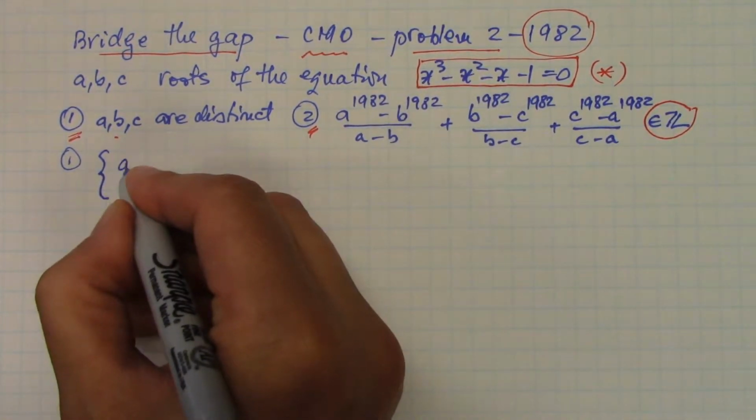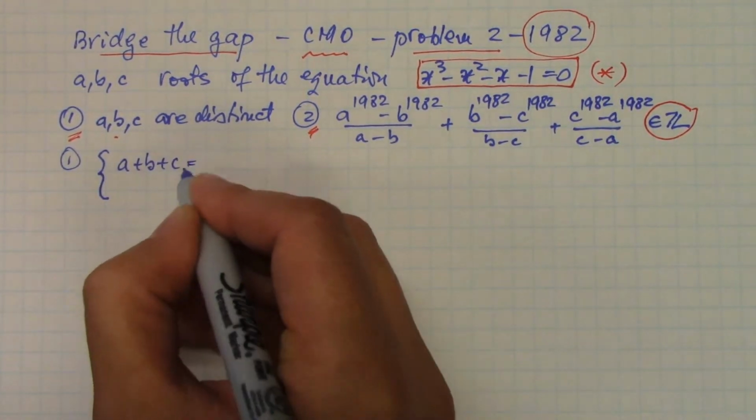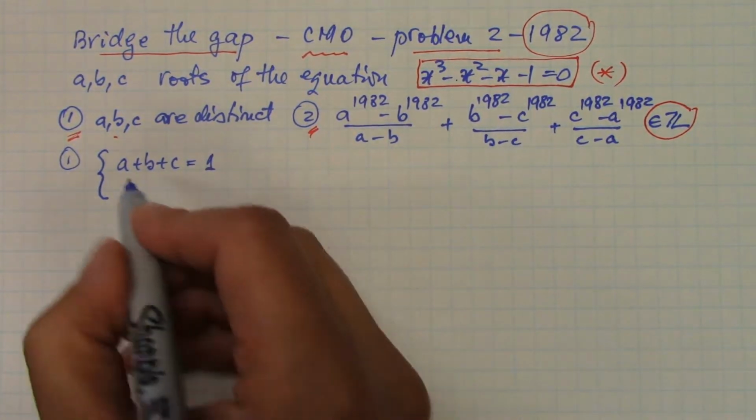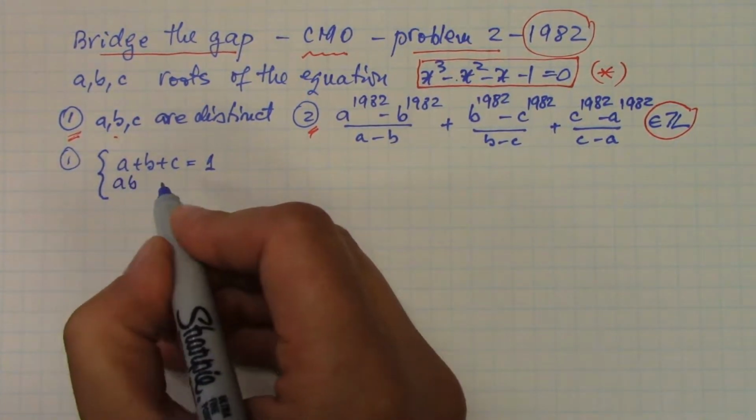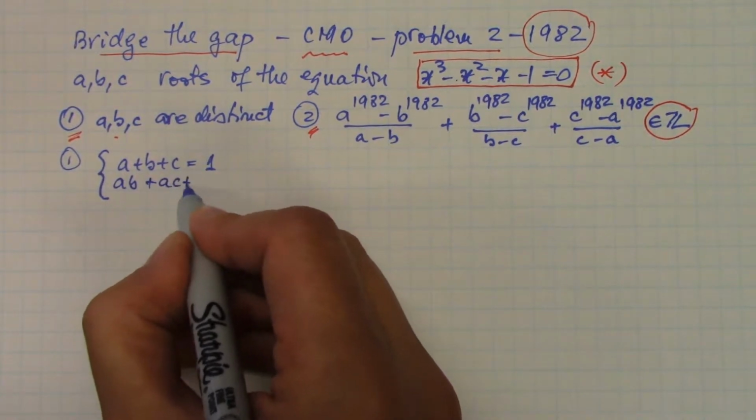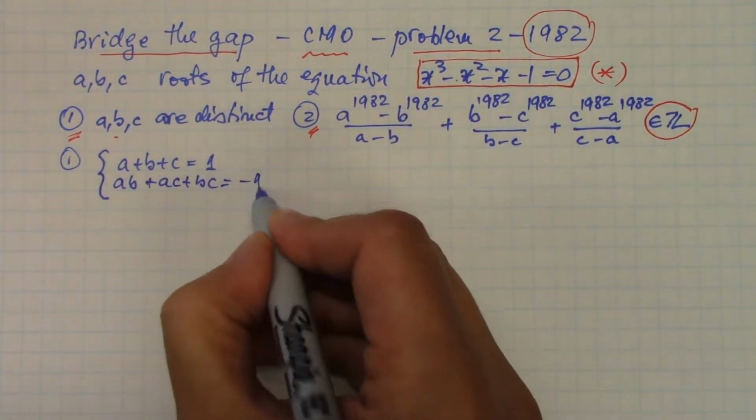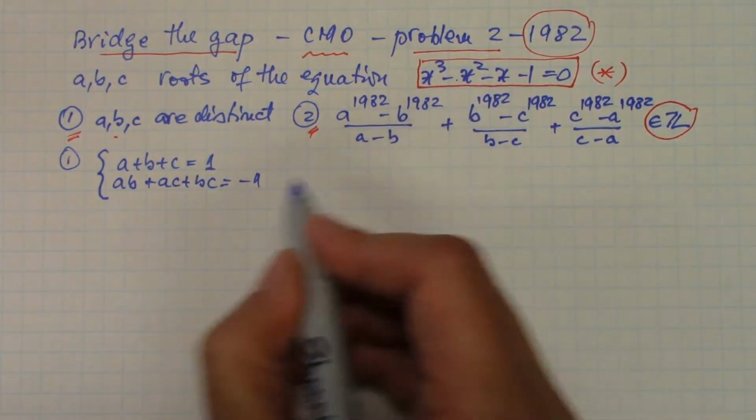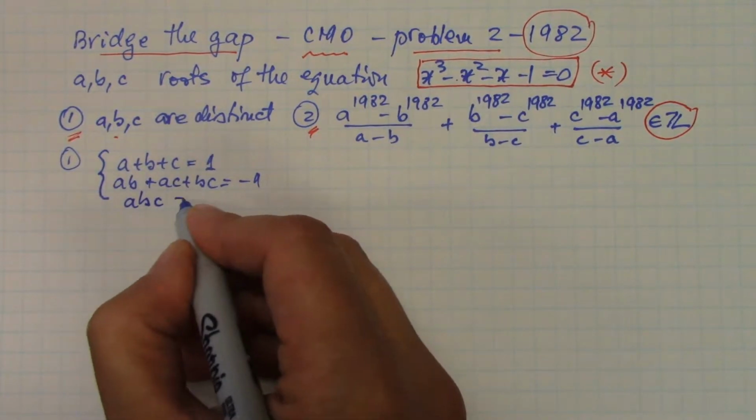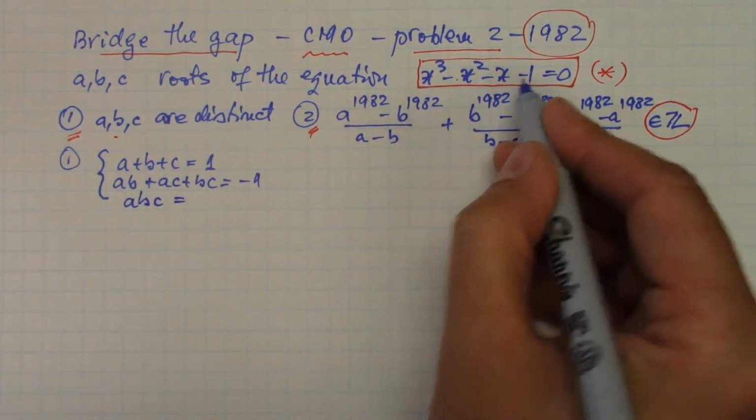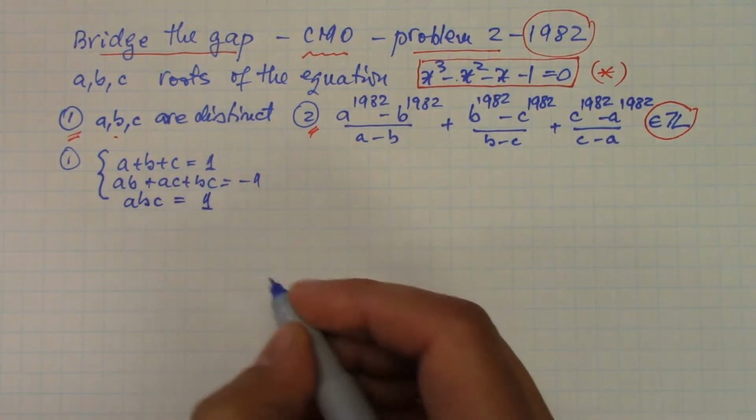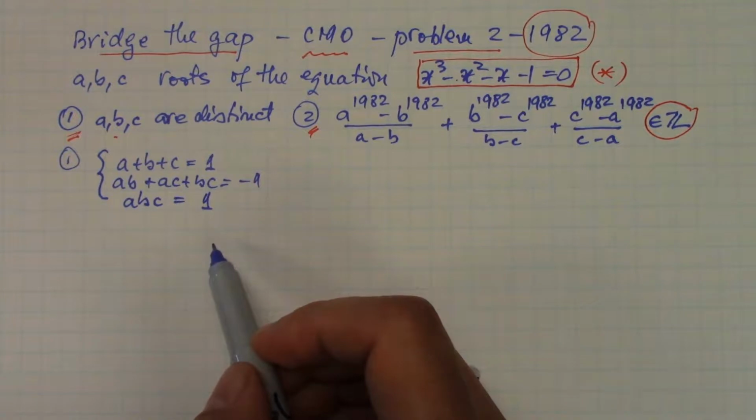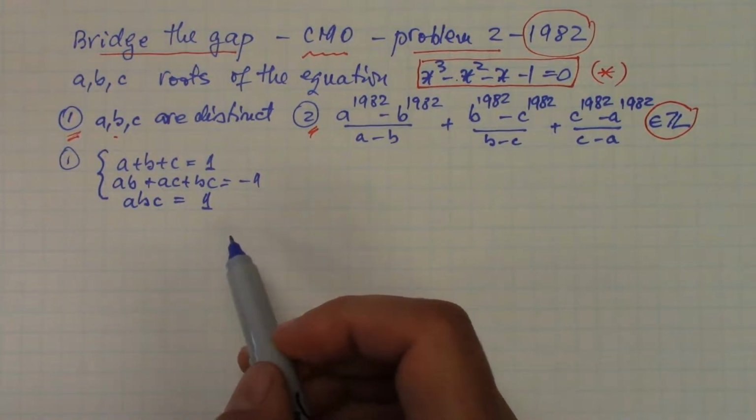We know that the sum of the roots a plus b plus c is minus this coefficient over this coefficient, so it's equal to 1. The sum of the double products ab plus ac plus bc is equal to minus 1, which is this coefficient, minus 1, over this coefficient, which is 1. And finally, abc is equal to minus this over this, so it's equal to 1. So this is what we know. Is this helpful in any way?